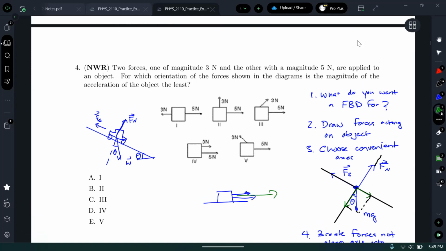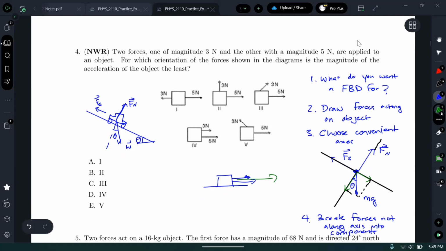So Newton's second law relates that net force to the acceleration. It says your acceleration is going to be whatever the net force is over the mass.